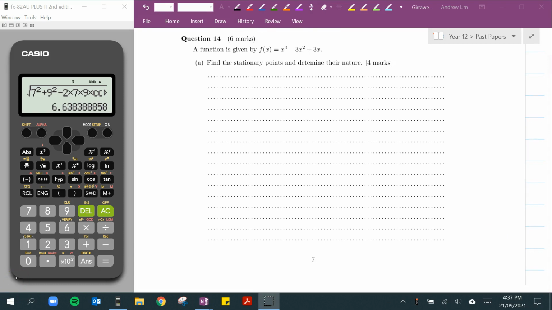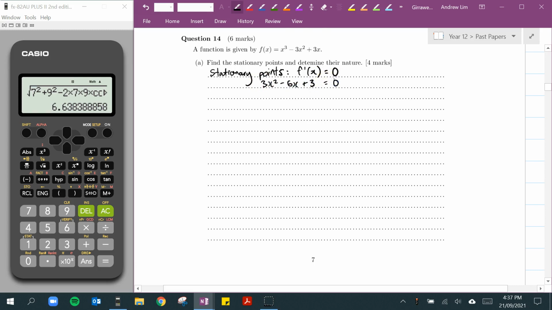Question 14. A function is given by f of x is equal to x cubed minus 3x squared plus 3x. Find the stationary points and determine their nature. So to find the stationary points, we need f dash of x to equal 0. So when we differentiate this, we have 3x squared minus 6x plus 3 is equal to 0.